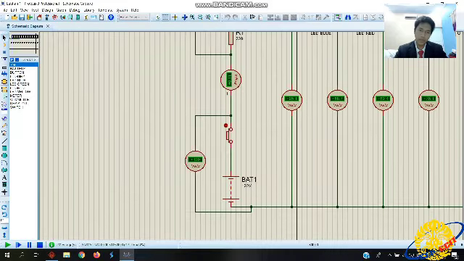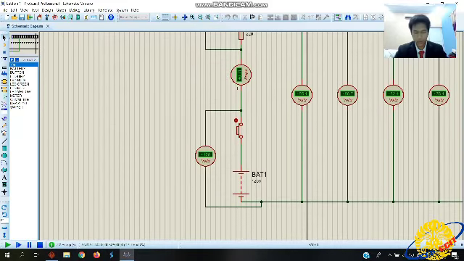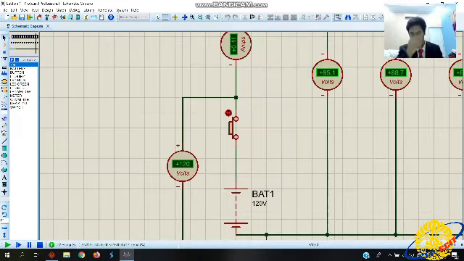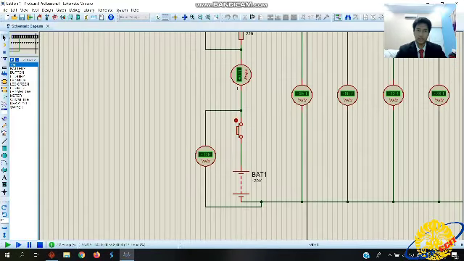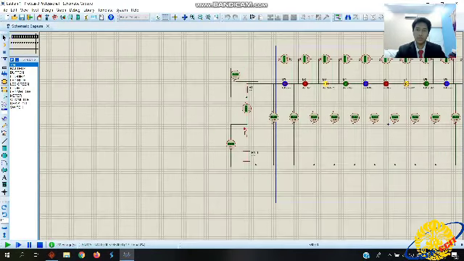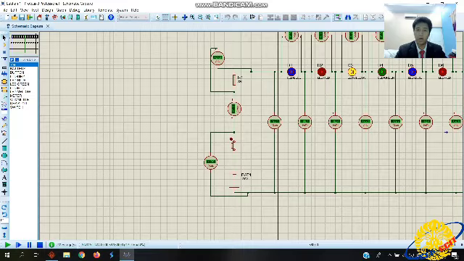Why do we use a button instead of a switch? Because this electronic circuit was designed to be used on an aquarium light or holiday light.